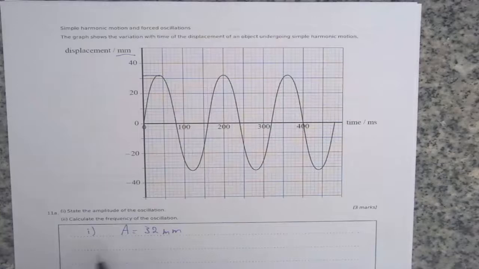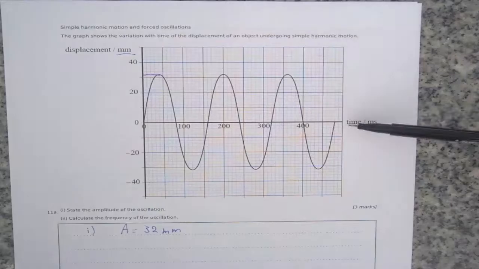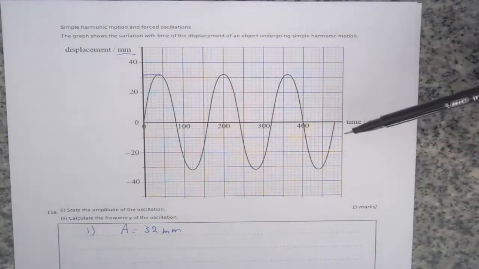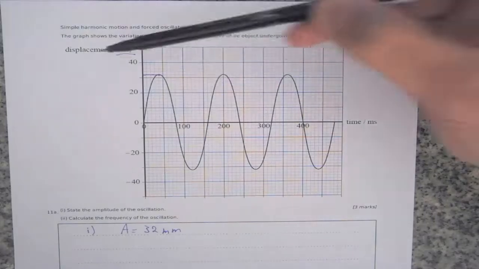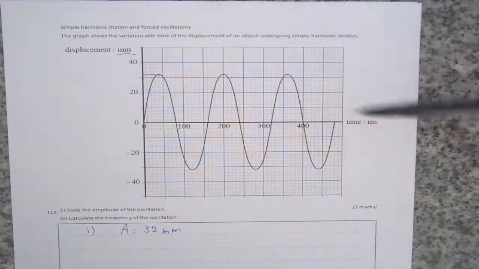And number 2 says calculate the frequency of the oscillation. So this is something very simple. We have a displacement against time graph, so we can read the period from this kind of graph. Okay, be careful. The wavelength is read from the displacement and distance graph. The period is read from the displacement and time graph.